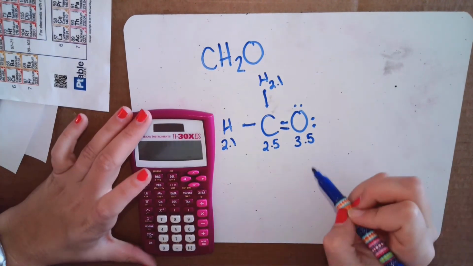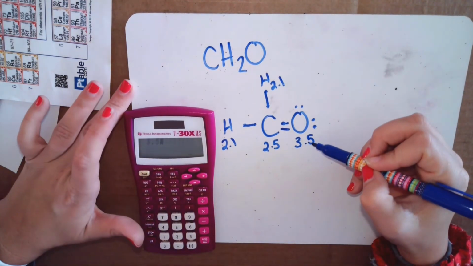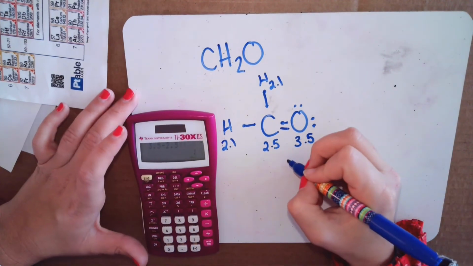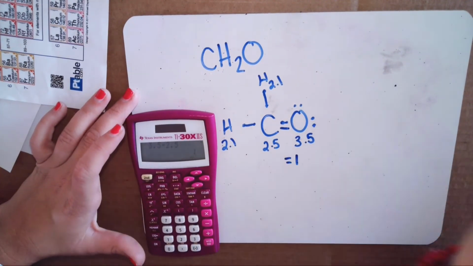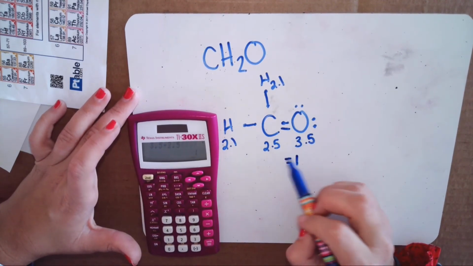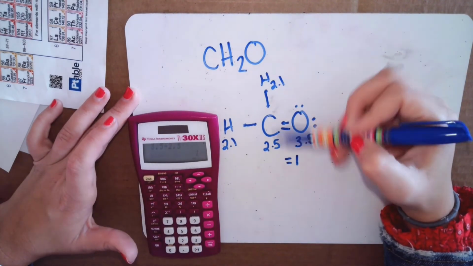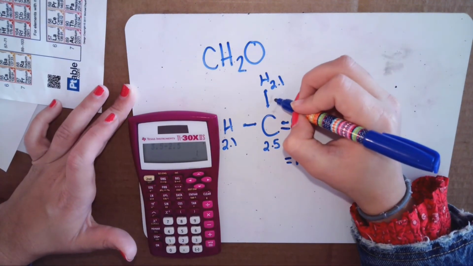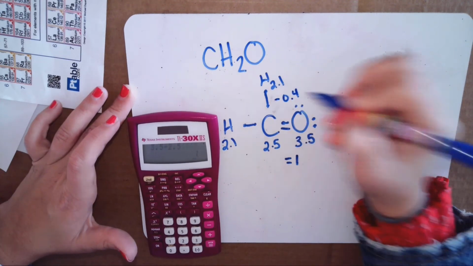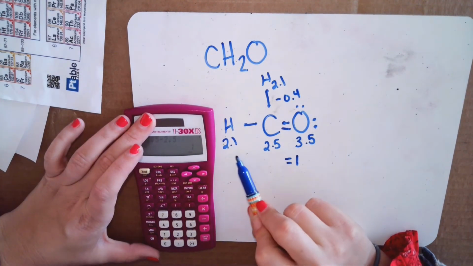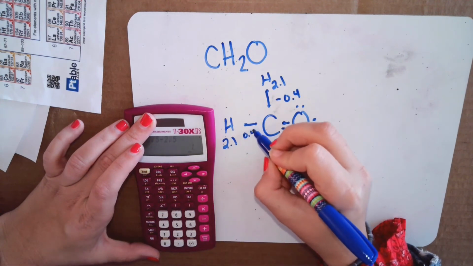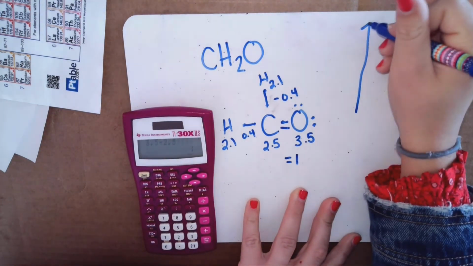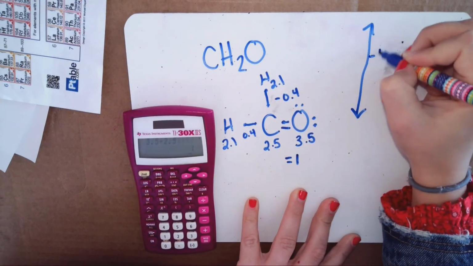That's good. All right, we're going to take 3.5, our oxygen, and subtract our carbon, which I don't even need a calculator for, but I did. And we get 1. For this bond right here, we get 1. Okay? Now over here, we have 2.5 bonded to 2.1. When we subtract those, we get 0.4. And over here, 2.5 minus 2.1, 0.4 again. Okay? So I'm just going to draw it right here real quick so I don't have to pick up another piece of paper.